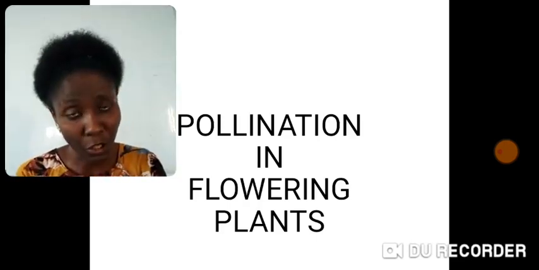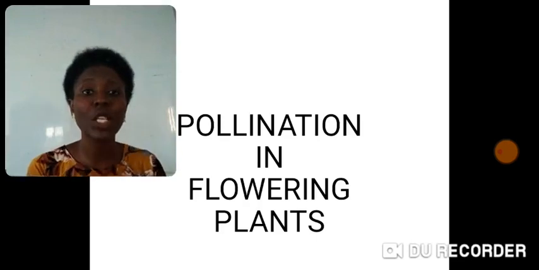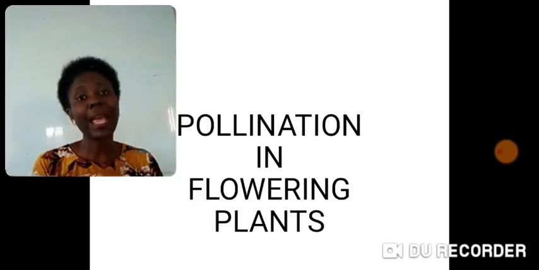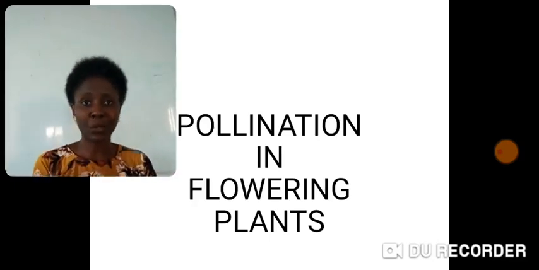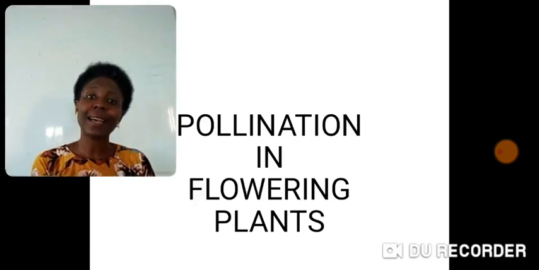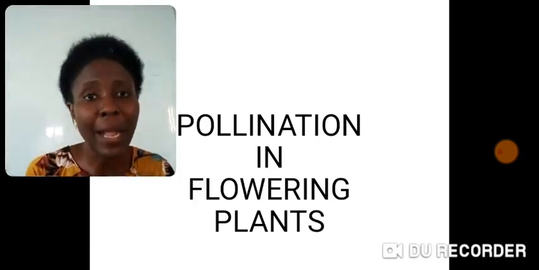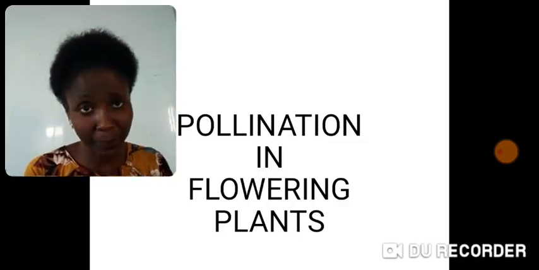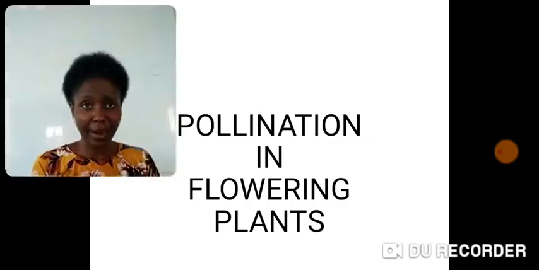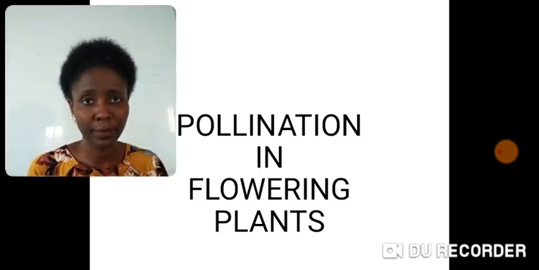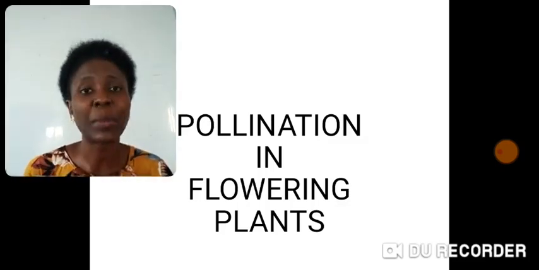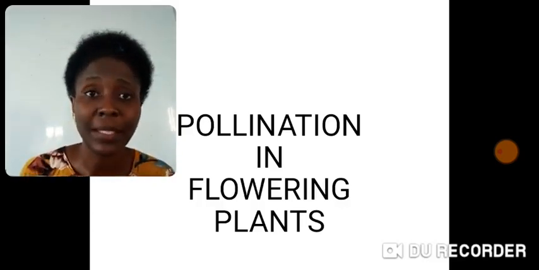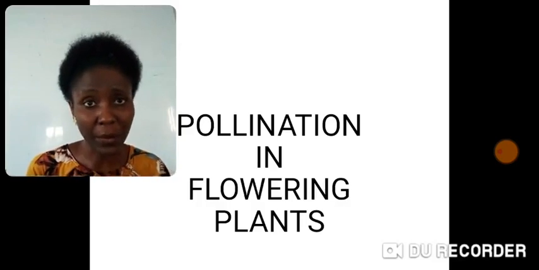Now, we'll talk about conditions for self-pollination. There are two major conditions that will aid self-pollination to take place. If these conditions are not met, then there will be no self-pollination. And these are homogamy and cleistogamy. So homogamy and cleistogamy are the two conditions that must be met for self-pollination to take place in flowering plants or in flowers.